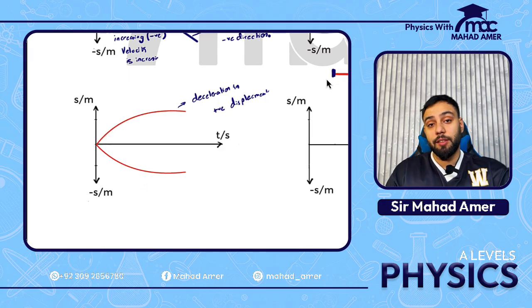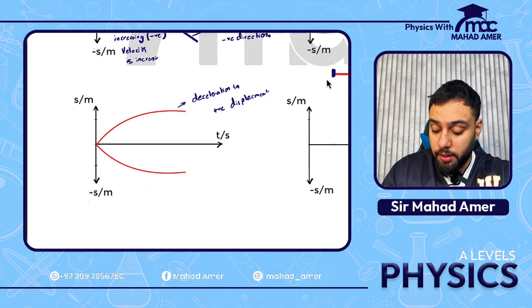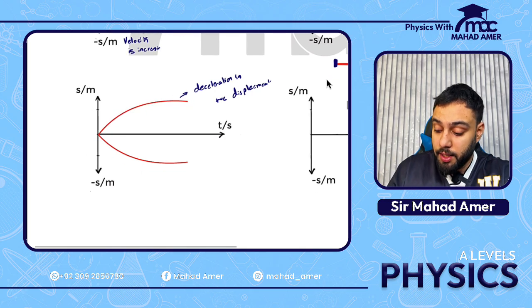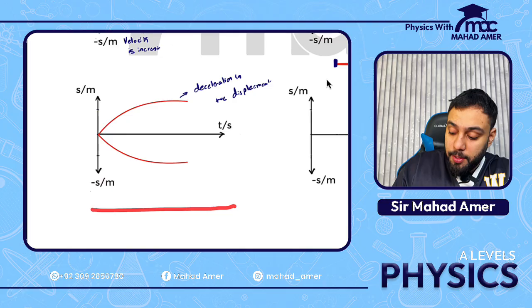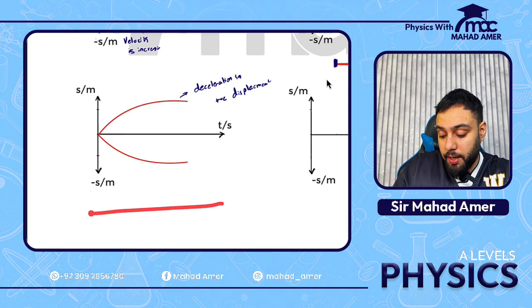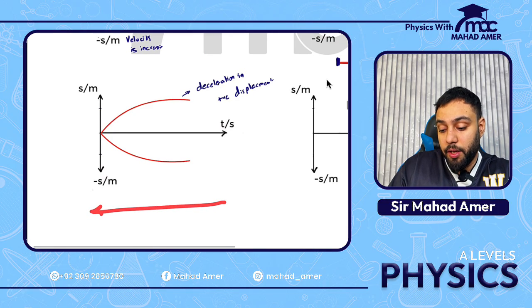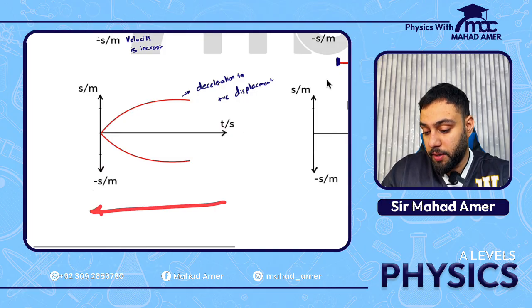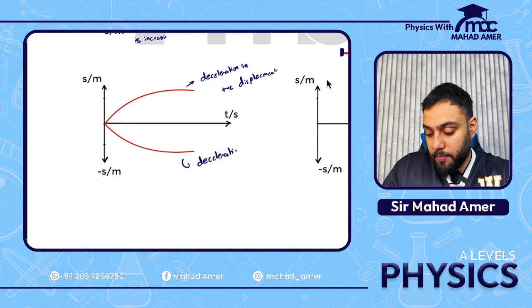So the displacement time graph's gradient gives us velocity. Velocity is decreasing and eventually it's a straight line, that means it's at rest. And if we were moving to the left and then came to rest, the graph would have been the other way around. This is the deceleration in the negative displacement.